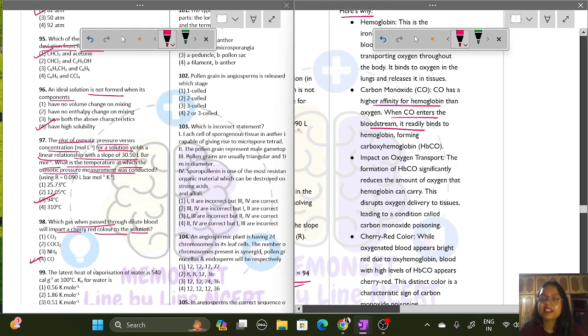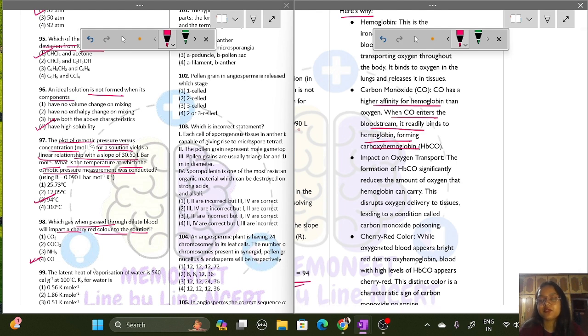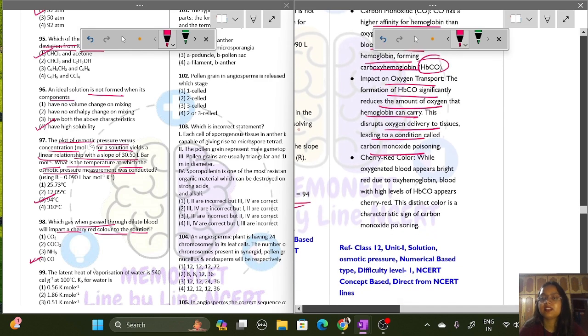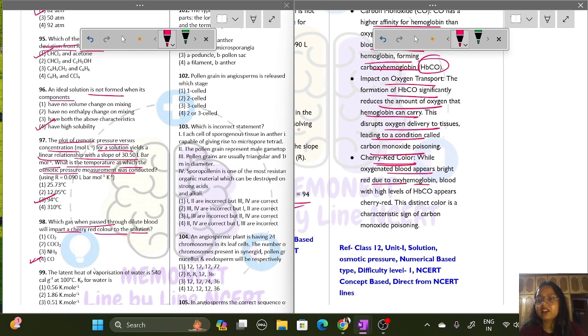When carbon monoxide enters the bloodstream, it binds with hemoglobin to form carboxyhemoglobin. The formation of carboxyhemoglobin reduces the amount of oxygen that hemoglobin can carry and disrupts supply to the tissue, leading to a condition called carbon monoxide poisoning. The oxygenated blood appears bright red due to oxyhemoglobin. Now, if carbon monoxide is combined with the blood instead of oxygen, it will form a cherry red color, and it is a sign of monoxide poisoning.